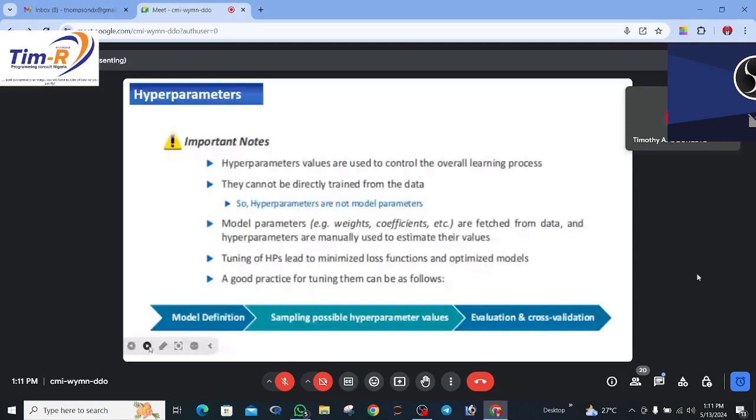And a good practice for tuning them can be as follows. The model definition is one of it. Sampling possible hyperparameter values, which means playing around with a lot of values to see which one is going to give us what we want. And also evaluation and cross validation matters.